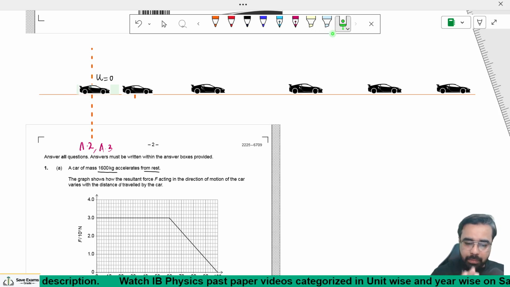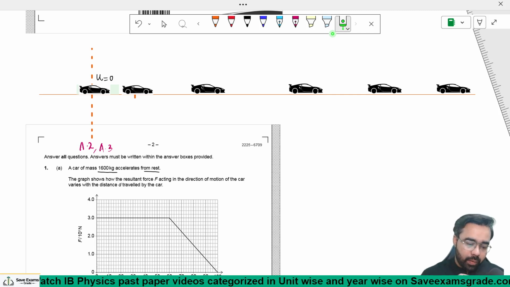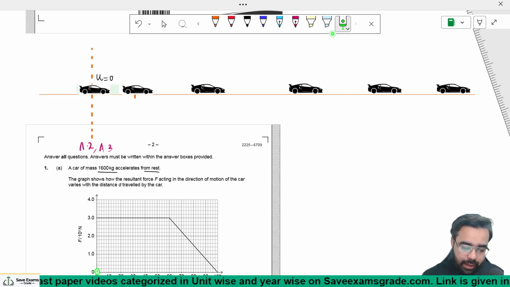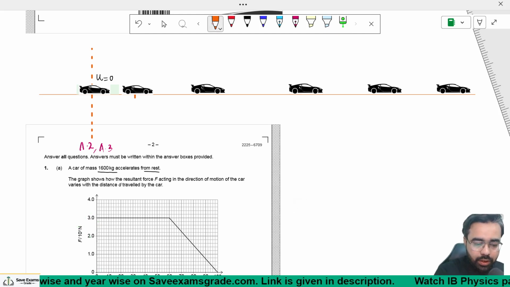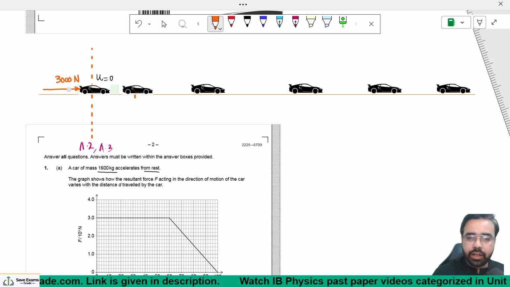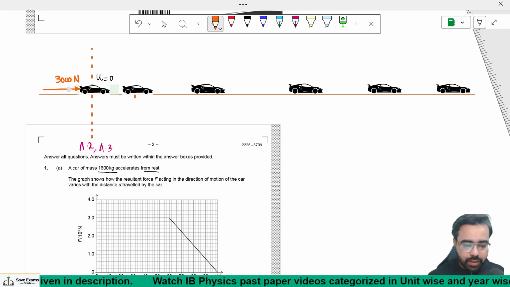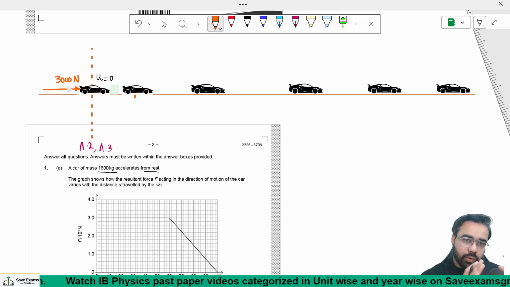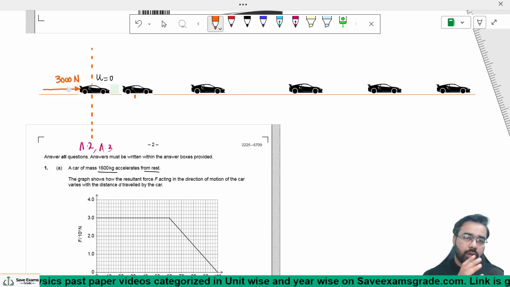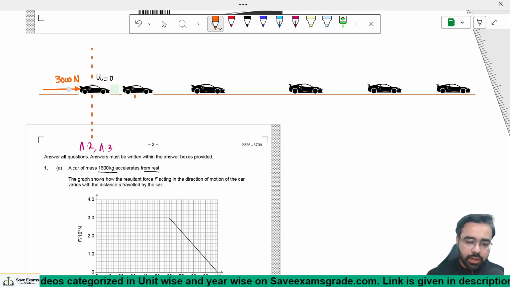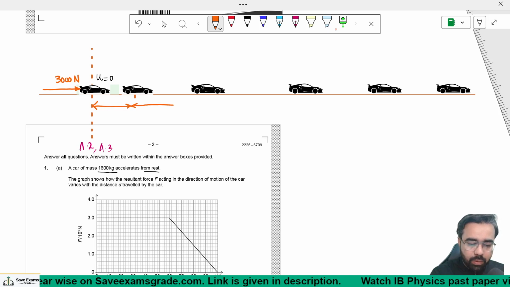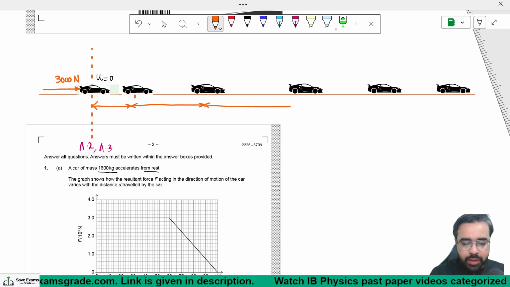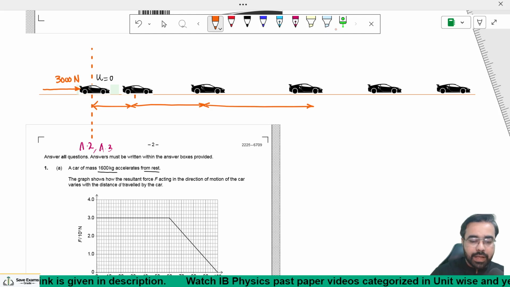Remember, according to the graph, at time t equal to 0, even at that time, a constant force of 3000 Newton was applied on it. So this is a resultant force. I'm assuming it is in this direction, because this force will produce a constant acceleration, due to which you see that in every next interval it is covering more distance, which means that it is accelerating.